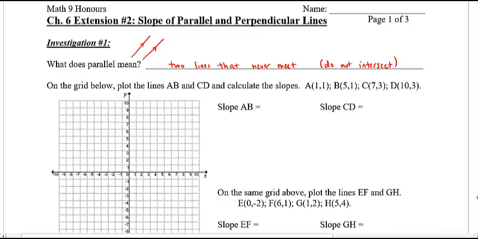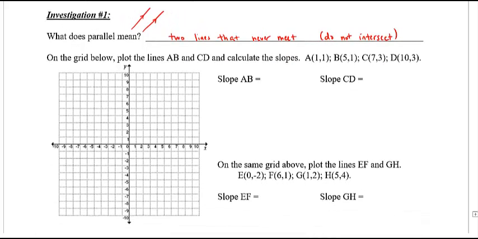So I want us to plot these lines, and I want you to calculate the slope of each of these lines. And then we're going to hopefully find out something about slopes of parallel lines. Okay, so A is the coordinate 1, 1. There's A. And then B is 5, 1. Okay, and I want you to find the slope of this line. Remember, slope equals y sub 2 minus y sub 1 all over x sub 2 minus x sub 1. That's right. You could have told me this was 0 anyways because it was a horizontal line.